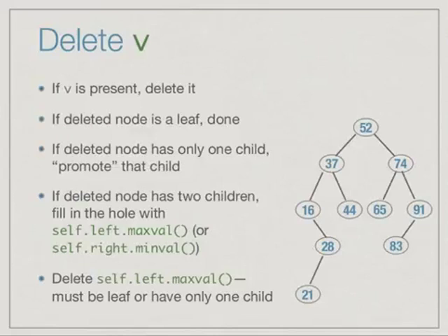Right? So supposing we first delete 65, then we first search for 65, we find it. Since it is a leaf, okay, then we are in the first case, we just have to remove this leaf and we are done.